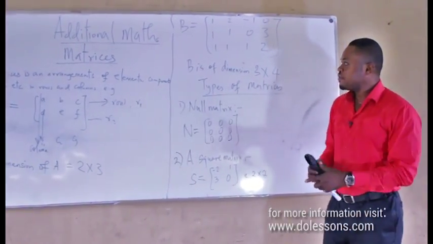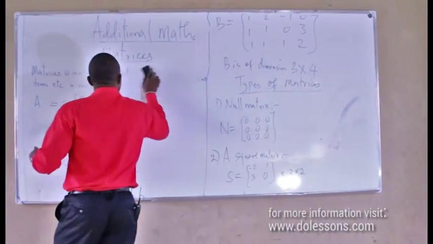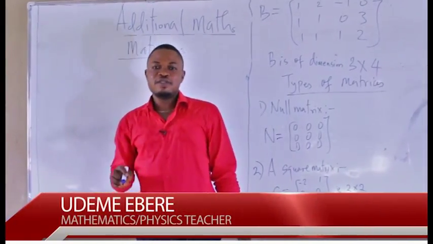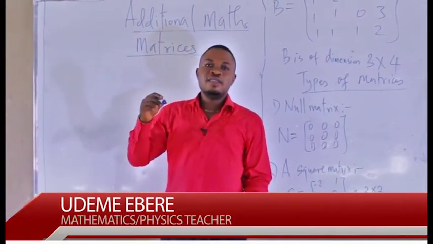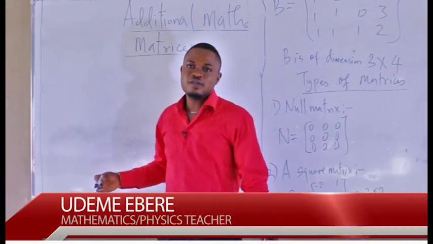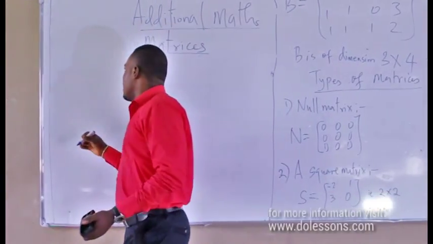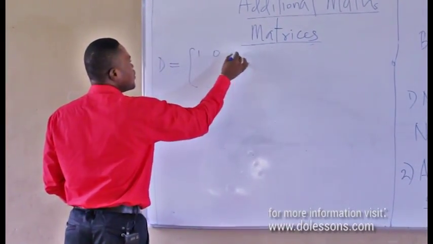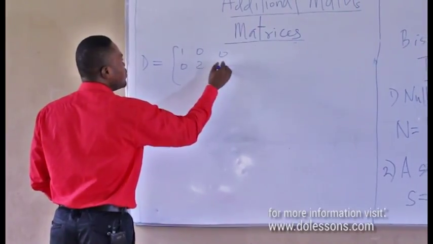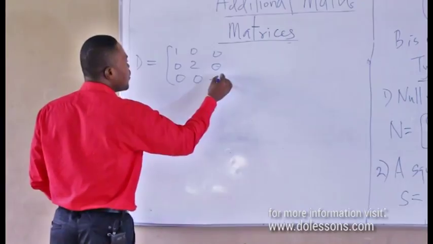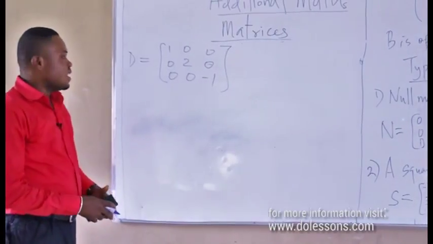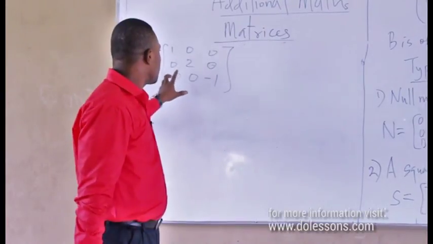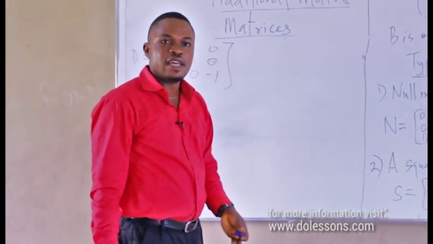We also have a diagonal matrix. Diagonal matrices are square matrices whose nonzero elements are only on the leading diagonal, whereas the others are zeros. Example, D equals 1 0 0, 0 2 0, 0 0 minus 1. You can see that the components of this matrix are zeros, except those on the leading diagonal.